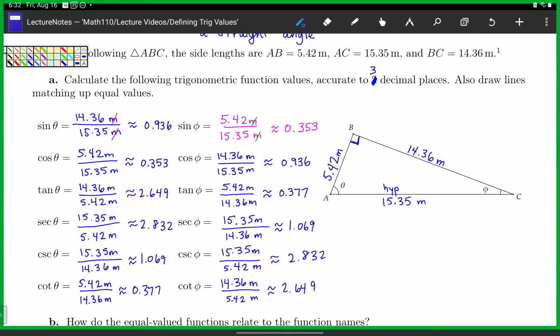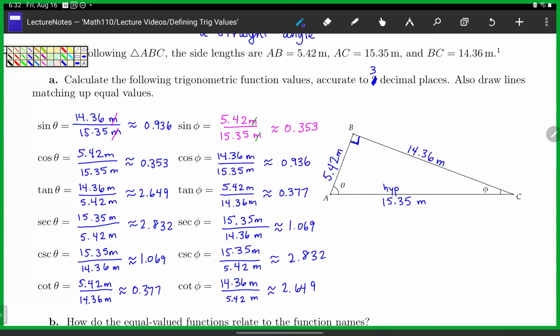Okay, so here are all the values filled in. As an example, just picking out secant of theta. Secant is the reciprocal of cosine, so that would be the hypotenuse divided by the adjacent. Here's theta. Hypotenuse is 15.35 divided by adjacent, 5.42 meters, and dividing that I get approximately 2.832. Okay, this also asks you to draw lines matching up equal values.